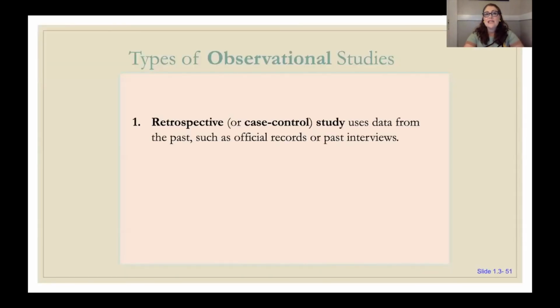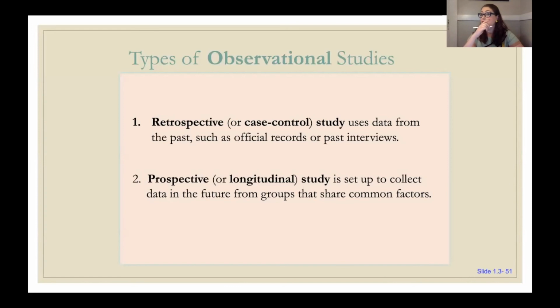So there are a couple types of observational studies. One is retrospective and another is prospective. So retro, like in the past. Okay. So a retrospective study uses data from the past, such as official records or past interviews. My study was kind of retrospective because I was asking students about their experiences during the spring 2020 semester.